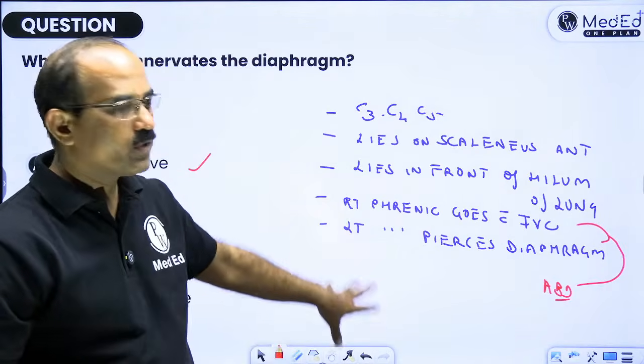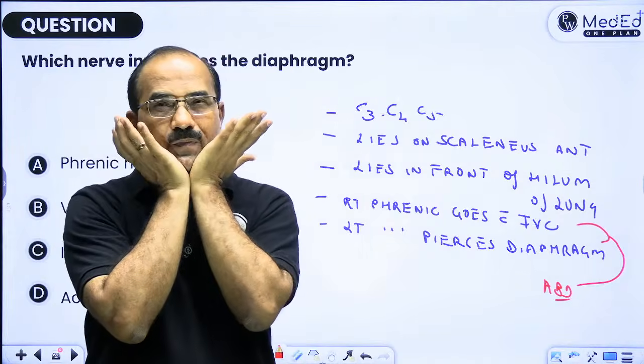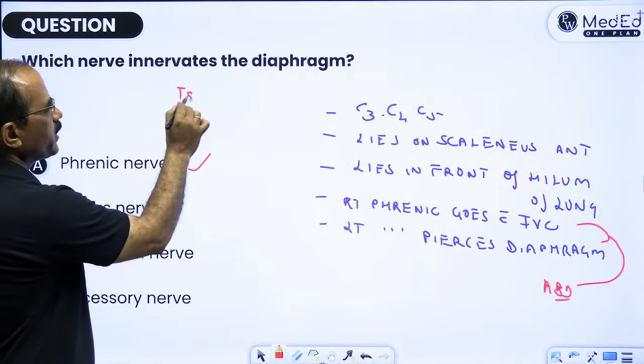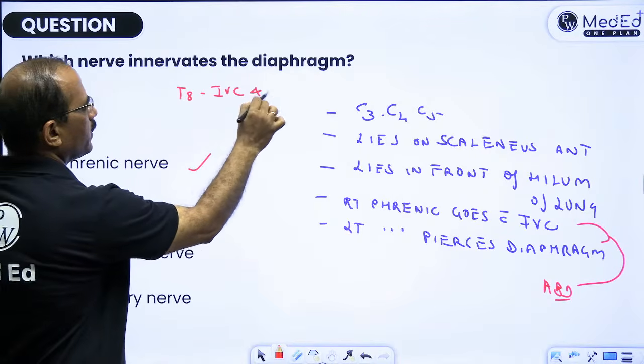So that's very important. So diaphragm पता है ना T8 पे क्या जाता है? देखो diaphragm T8 level पे क्या जाता है? IVC and right phrenic.